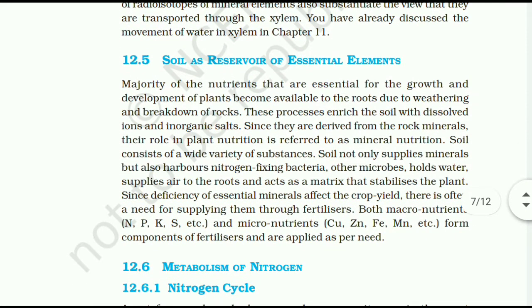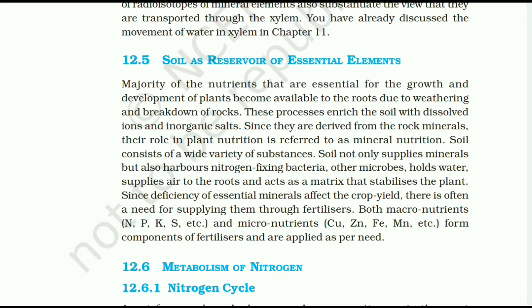12.5 Soil as reservoir of essential elements. Majority of nutrients essential for growth and development of plants become available to the roots due to weathering and breakdown of rocks. These processes enrich the soil with dissolved ions and inorganic salts. Since they are derived from the rock minerals, their role in plant nutrition is referred to as mineral nutrition.